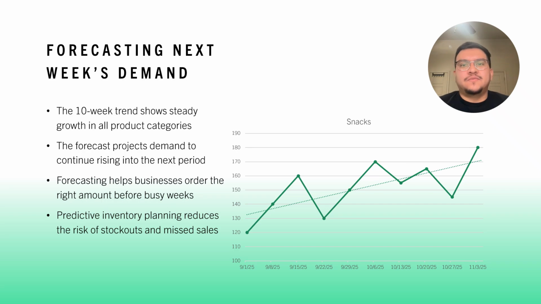To build on that, we use a simple forecast based on our 10 weeks of sales. The solid line shows our actual data, and the dotted line shows the prediction for the next week. The model continued the upward trend, which tells us that if a business expected another busy week coming up, they should order a little more to stay stocked. Even a basic forecast like this helps prevent both running out of products and over ordering.